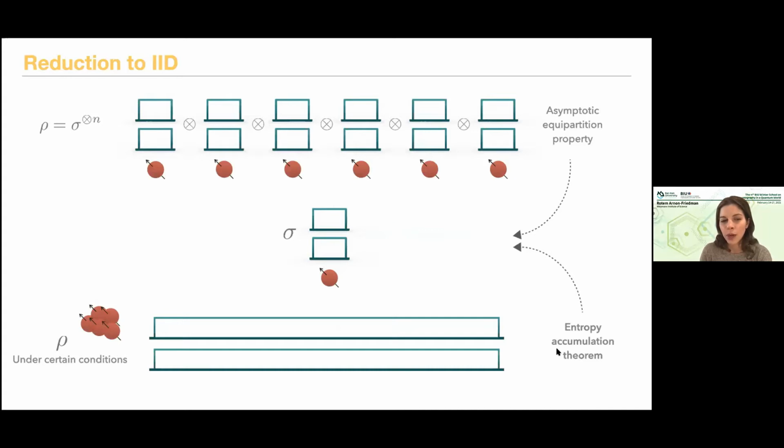Now the entropy accumulation tells me that also in some more general case, if there are some conditions that are fulfilled, then I can do the same and say, let me just analyze what happens here. And if I manage to analyze this situation, then I plug it back into this relation between the smooth min entropy and the von Neumann entropy of this single round, and I still get a lower bound on the smooth min entropy. So this is what I mean by a reduction to IID. Instead of considering all the complexity that I have here, I can just think of a single round as if I'm in the IID case.